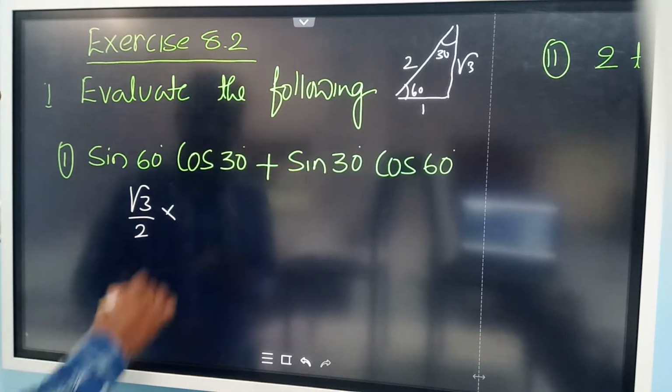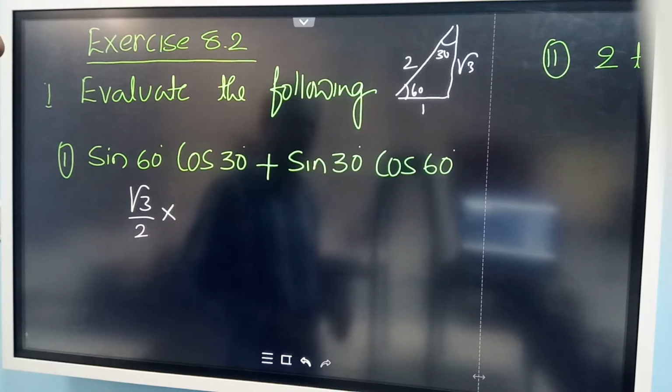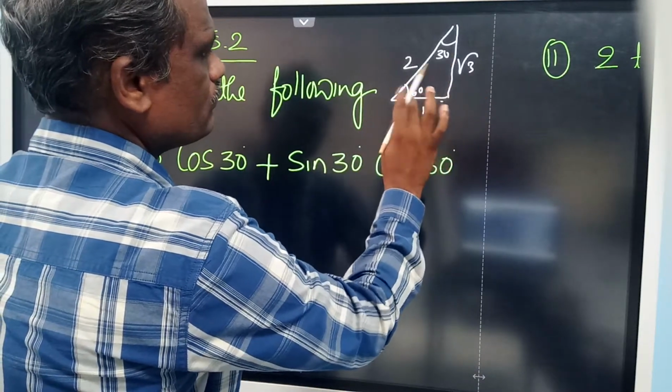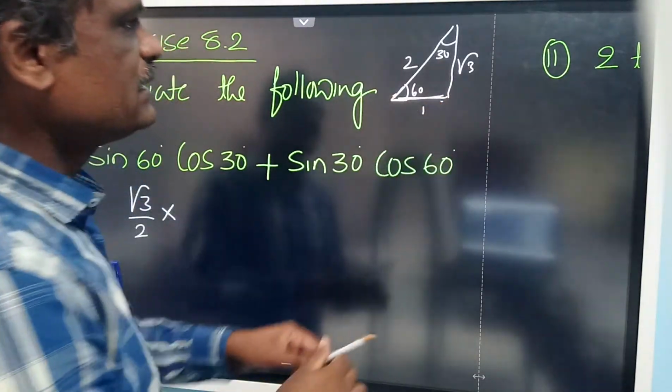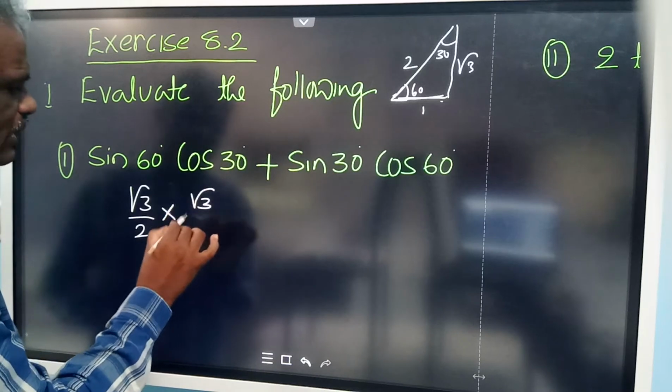Tell me what is cos 30? What is the value of cos 30? Root 3 by 2. Cos 30 is adjacent side by hypotenuse, root 3 by 2. Again it is root 3 by 2 only.